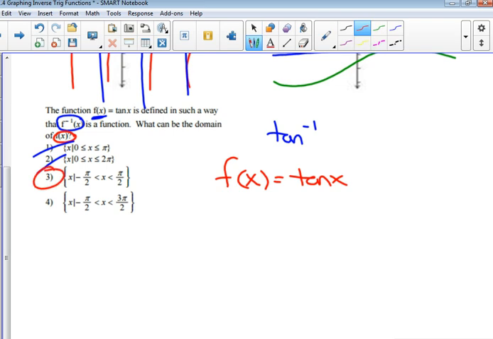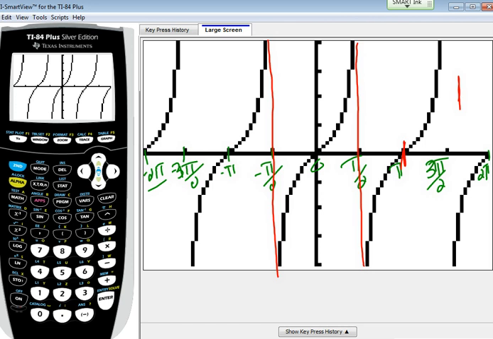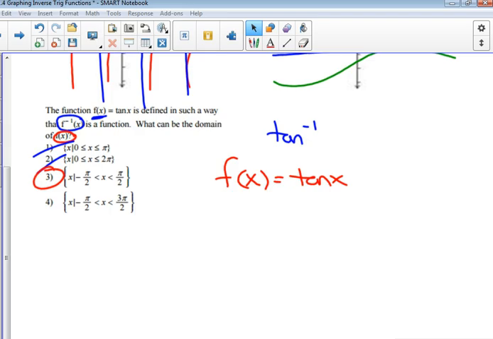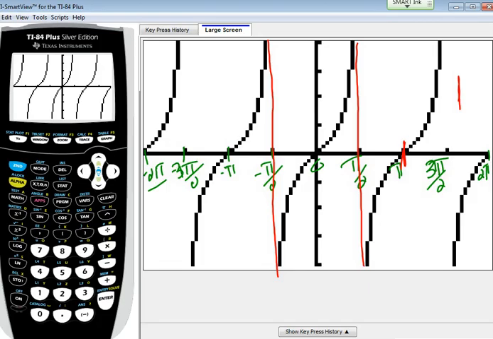Let's see just quick about the other one. So negative pi over 2 to negative 3 pi over 2. So here's negative pi over 2, negative 3 pi over 2. It's just 3 pi over 2, it's not negative. Good, I would have got that wrong. We're reading too fast. Okay, negative pi over 2 is all the way over here. Is that one going to work? No.